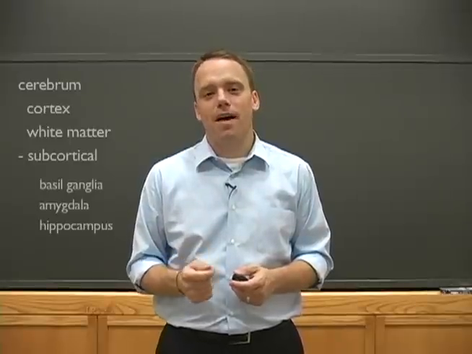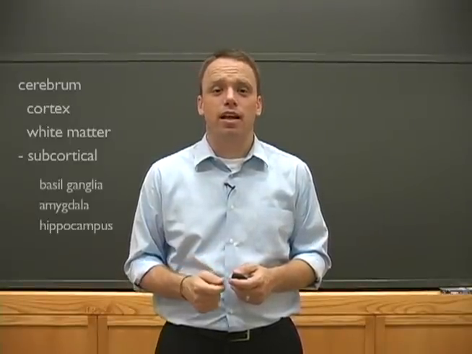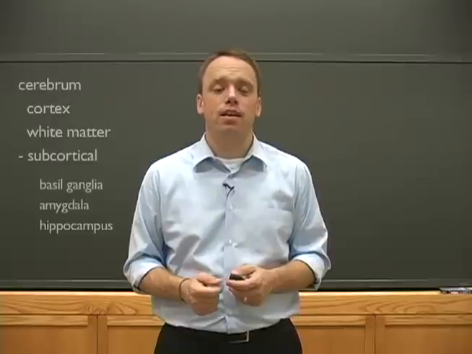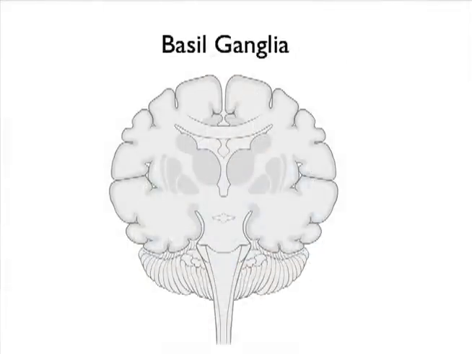Embedded deep in the white matter tracts are several very important subcortical structures, including the basal ganglia, the amygdala, and the hippocampus. Let's start with the basal ganglia, which are paired nuclei at the base of the cerebrum. The basal ganglia are involved in several important functions, including the coordination of voluntary movement and a process called behavioral selection. Let's talk about that last one for just a moment.